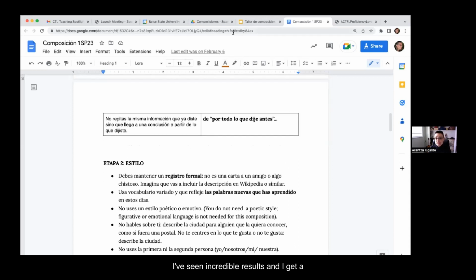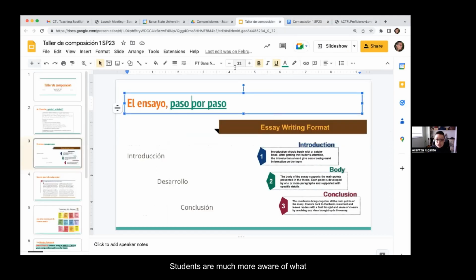And I've seen incredible results. I get a higher quality essay that's much more structured. Students are much more aware of what they're doing, what they want to say, because it gives them time and direction to work on their work.